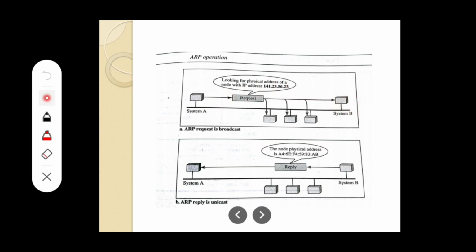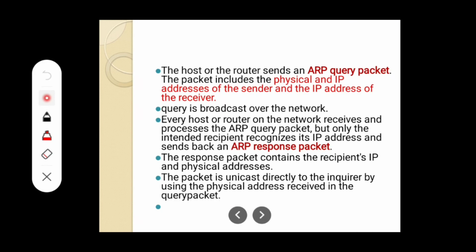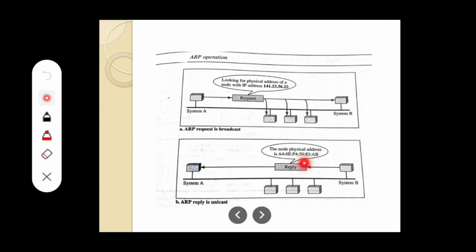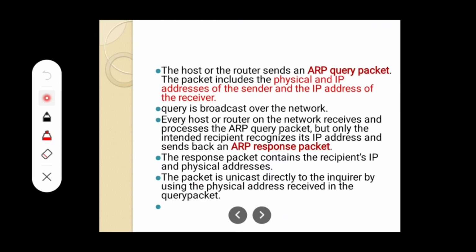So how did he understand that he is the intended one? Because in the ARP request packet they have given the IP of the destination. By reading this, he knows that he is the intended recipient. The response packet contains the recipient IP and the physical address. So what does the response packet contain? It contains two pieces of information: the IP as well as the MAC ID of the recipient system.